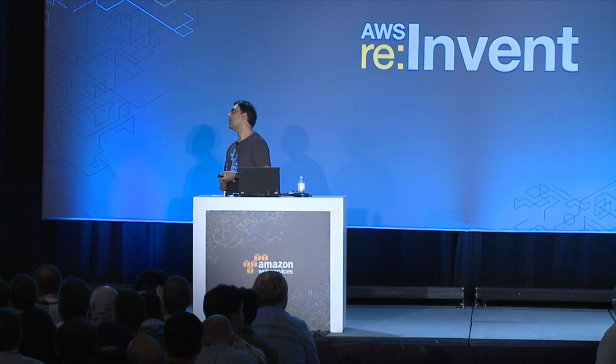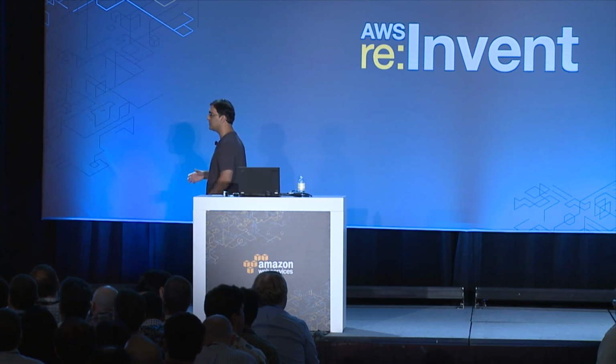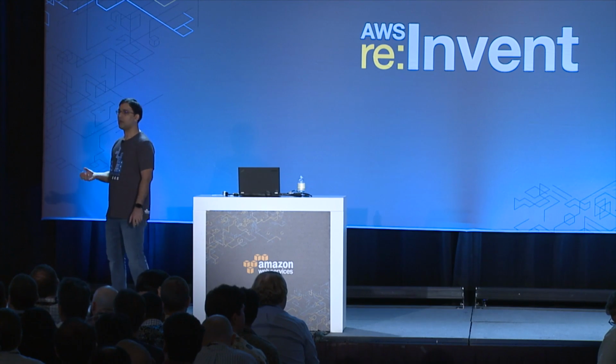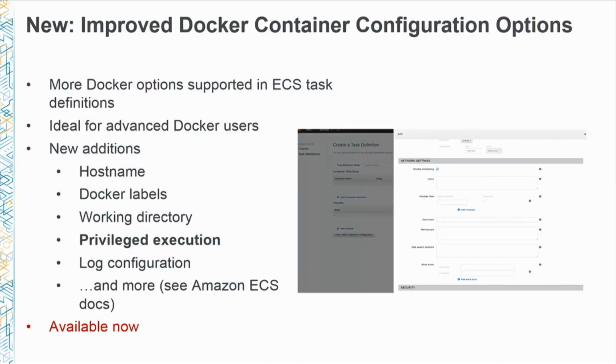And the last feature I wanted to talk about was improved Docker container configuration options. So when we launched ECS, our agent modeled just a subset of the Docker functionality because that was robust. We wanted to keep it light. But we started hearing from some customers that they wanted to do more and more. So we've added a much larger set of Docker features and updated our console to be able to support them as well. And these are things like host names, Docker labels, working directories, privileged execution, which is the most commonly asked for one because everybody wants to run Docker in Docker, and things like log configuration and more. There's too many to mention here. You can take a look at our documentation.